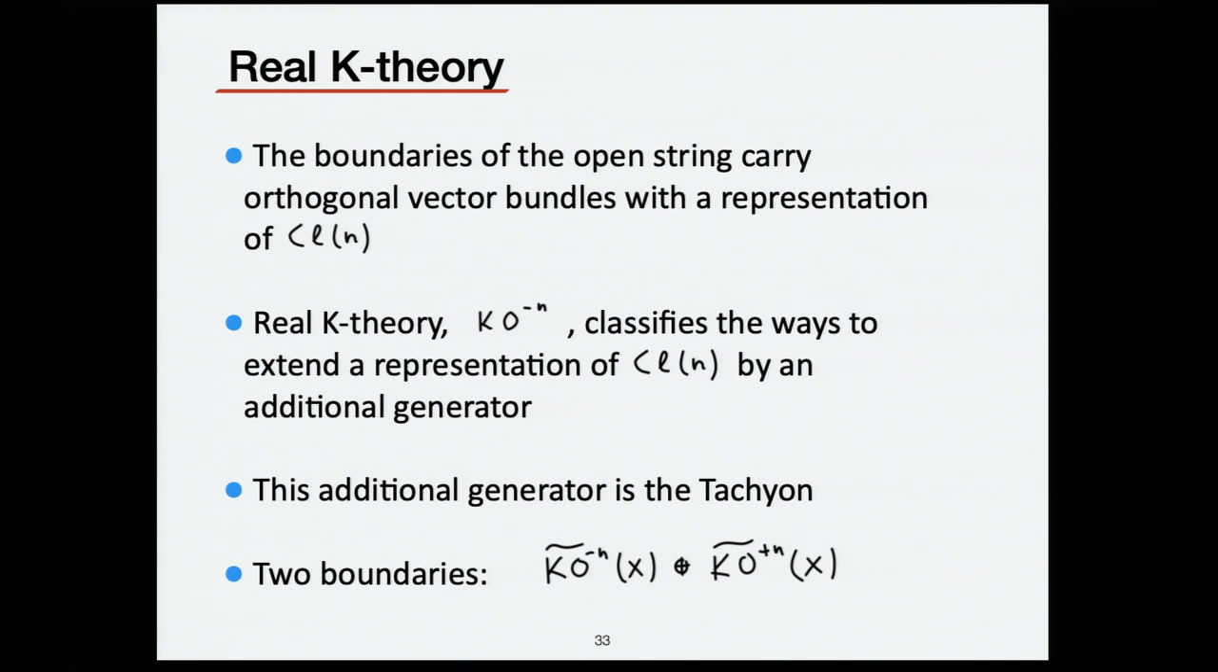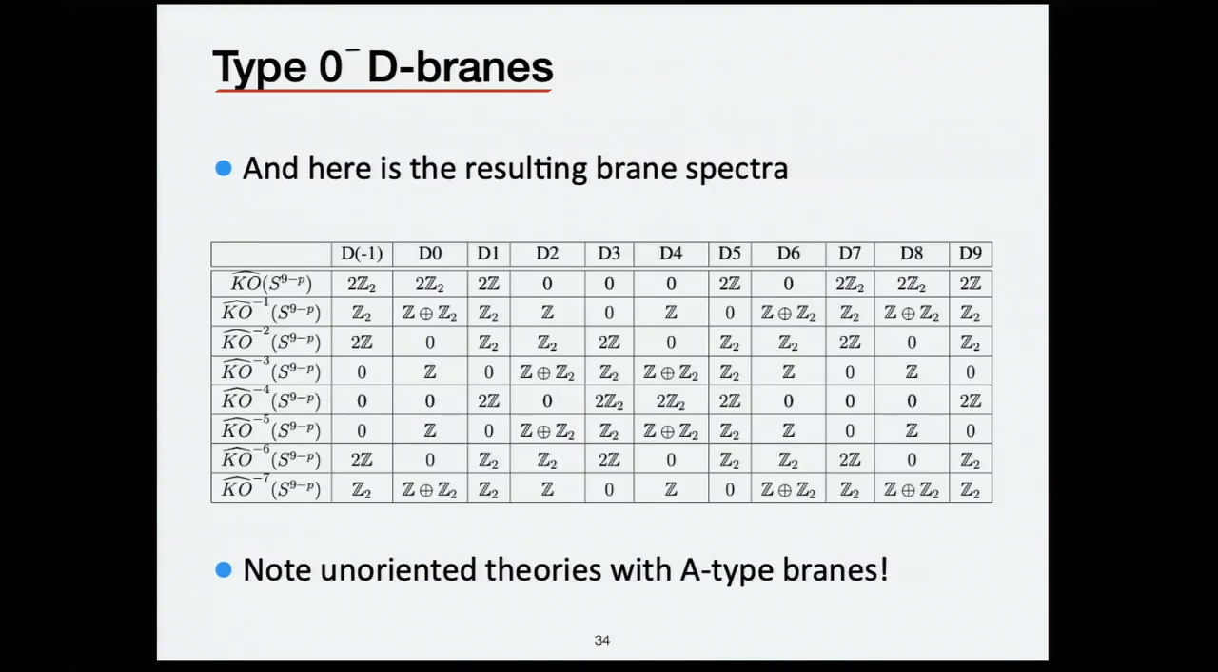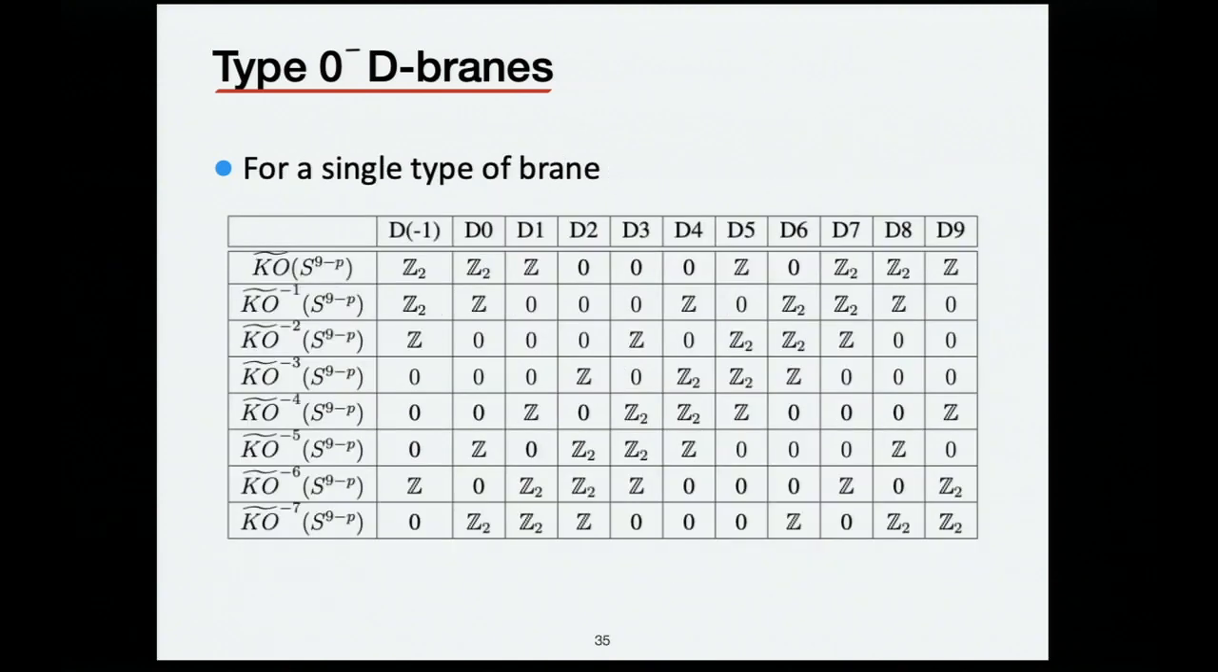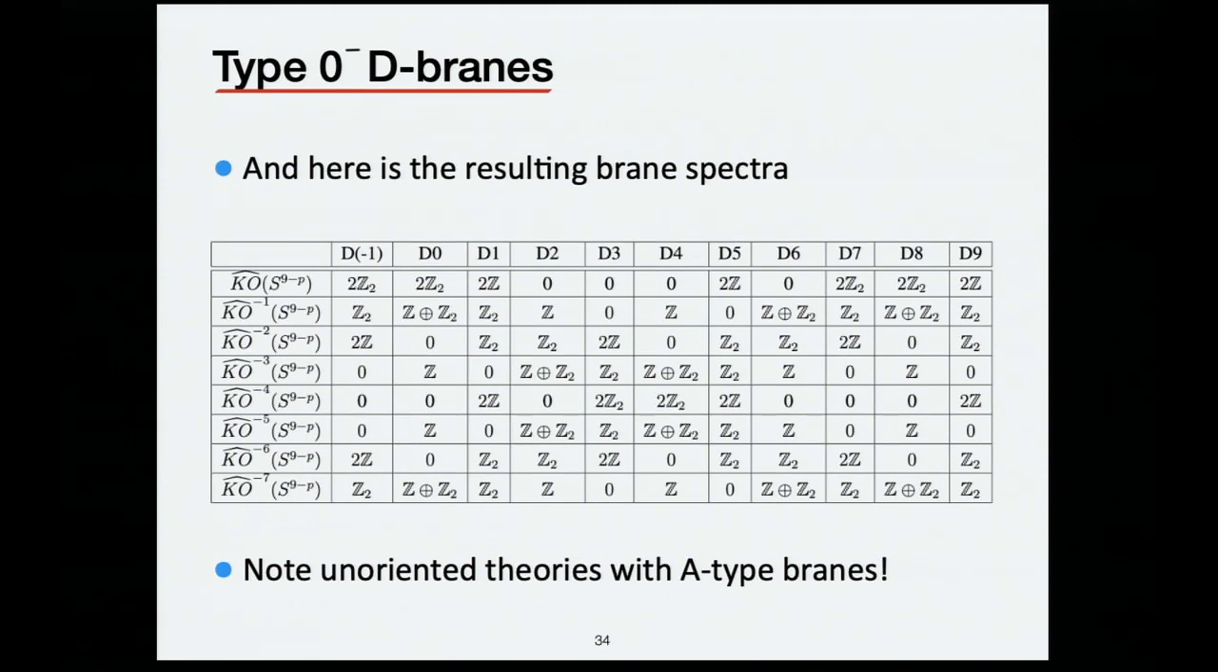Okay, so this is what you get. And notice also that apart from what I said, you have unoriented theories which have A-type branes, so even branes which are non-torsion. This is because we are used to type 1, that only has D1, D9. The odd branes in type 1 are not BPS, but you're talking about spatial branes. I'm talking about non-torsion branes, yeah.